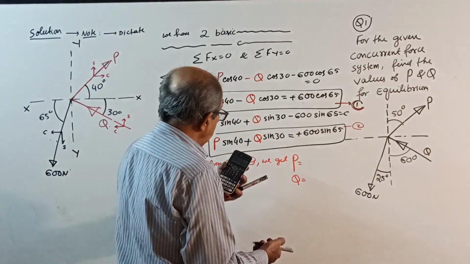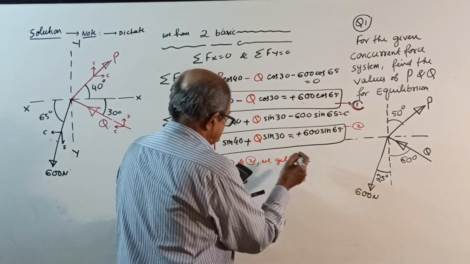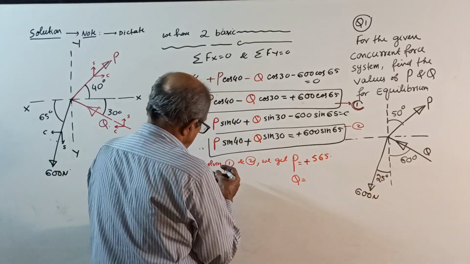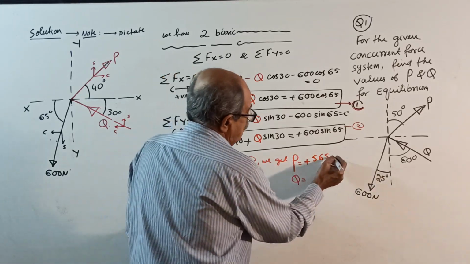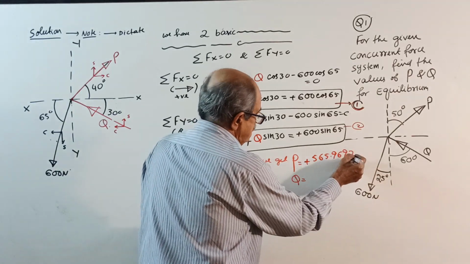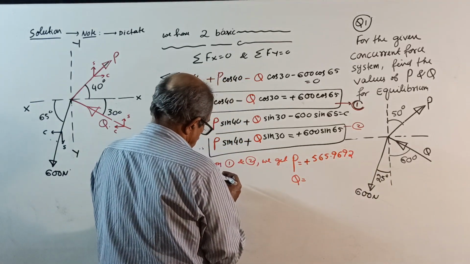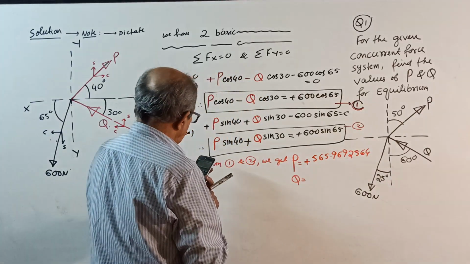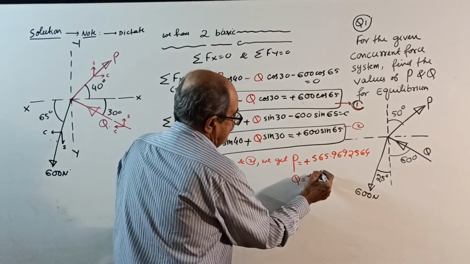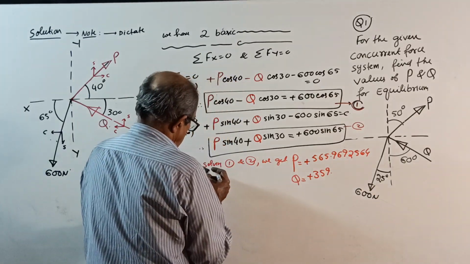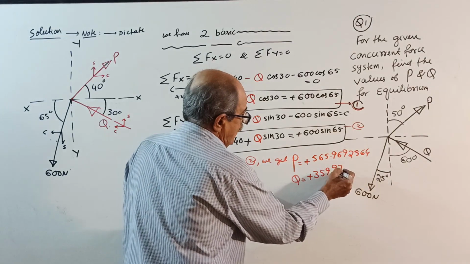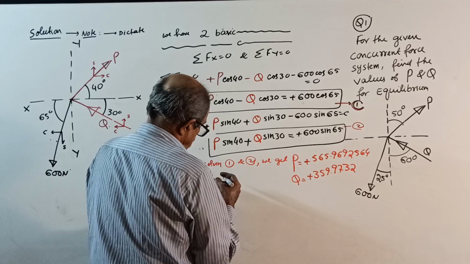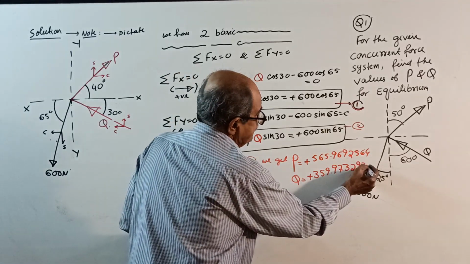It will not give P and Q, it will give X and Y. P equal to plus 565.9692. And Q equal to, once again equal to, plus 359.97. This much accuracy is not required.